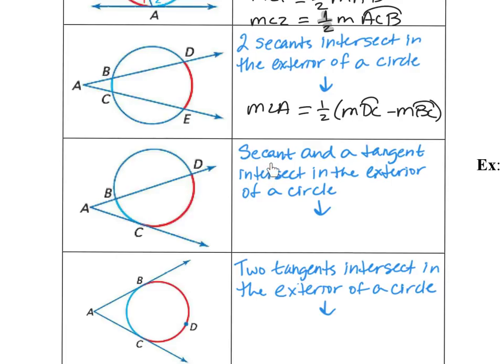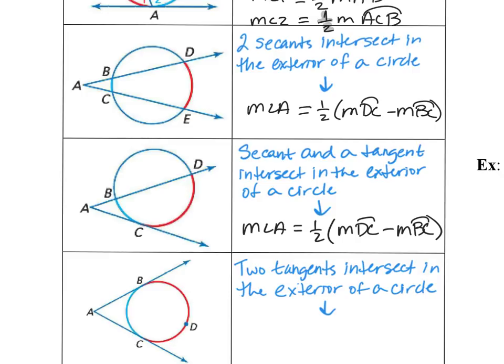All right, now the same kind of idea will happen in this next theorem. This time we have a secant and a tangent that intersect in the exterior of a circle. So we have this angle A whose vertex is out here in the exterior. Now you'll notice that the secant and the tangent intercept 2 arcs. One of them is arc DC and the other one is arc BC. So just like in the last theorem, to find the measure of angle A, we will take 1/2 the difference of those 2 intercepted arcs. So 1/2 the measure of arc DC, minus the measure of arc BC. So half of the difference of the 2 intercepted arcs.